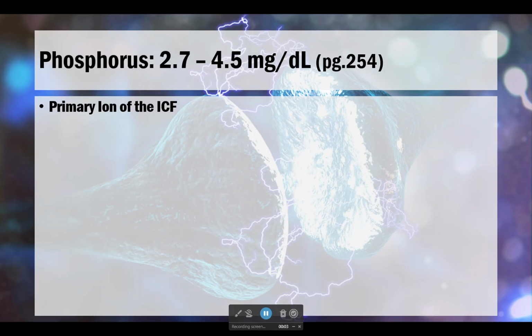Now let's talk about phosphorus. The range for phosphorus is 2.7 to 4.5. Obviously, anything above 4.5 is going to be hyperphosphatemia. Anything below 2.7 is going to be hypophosphatemia.